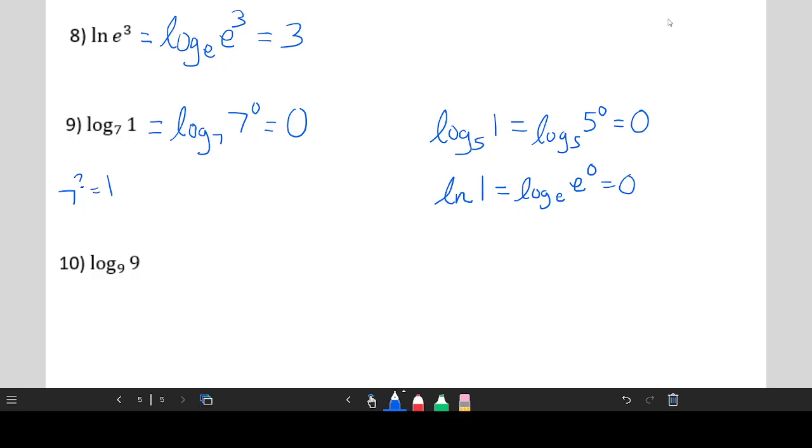Because we saw on our graphs of our log functions that point 1, 0. That point always shows up on the graph of just a basic log function, regardless of what the base is.